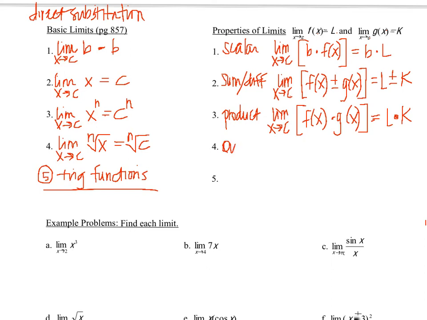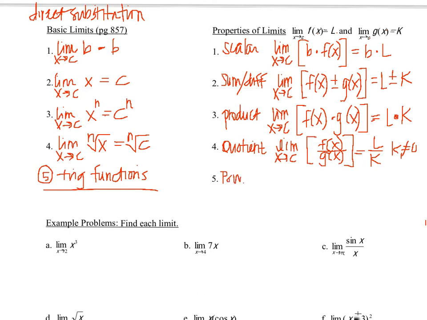Let's do the next one, quotient rule. Again, these are all in your book, but I just want to run through them with you. If I take f and divide by g, or vice versa, all I can do is divide their limits as long as K doesn't equal 0. That's the biggest thing, because if the limit of g is 0, then I can't divide them because I get an undefined limit. Last one is the power rule.